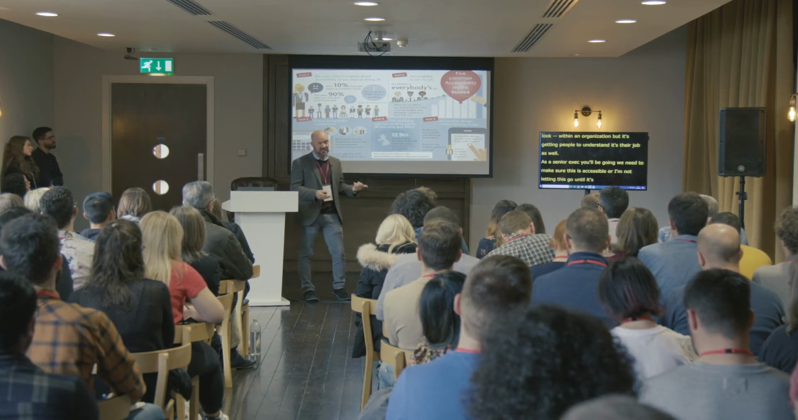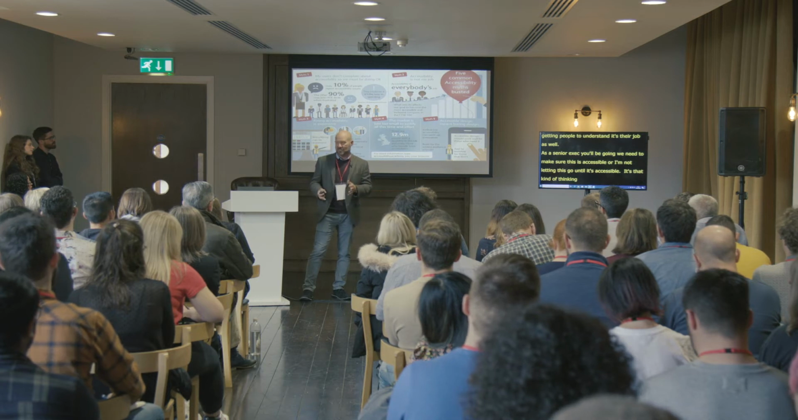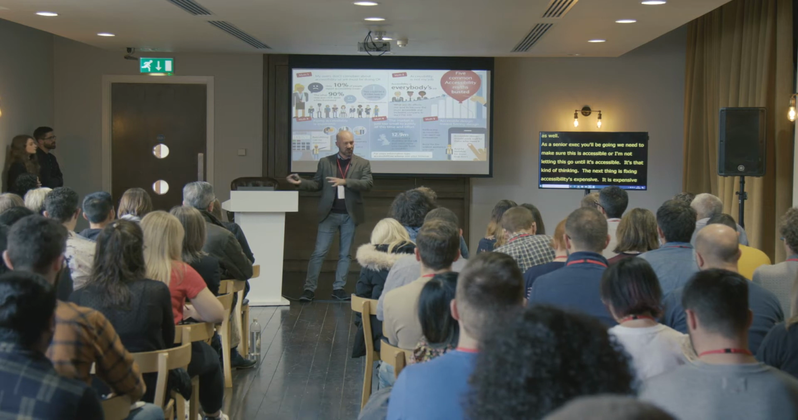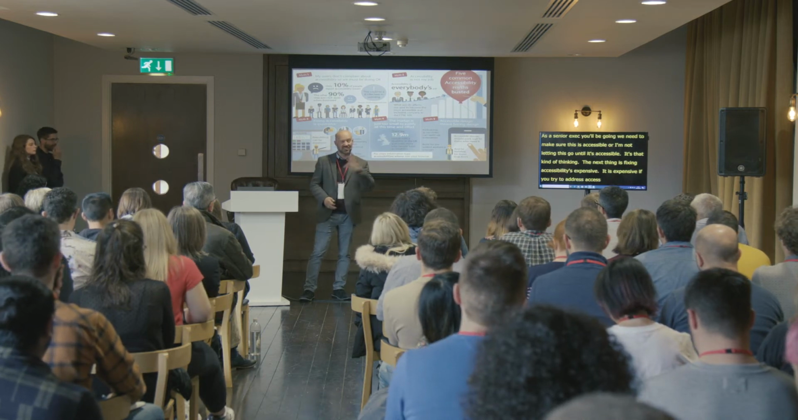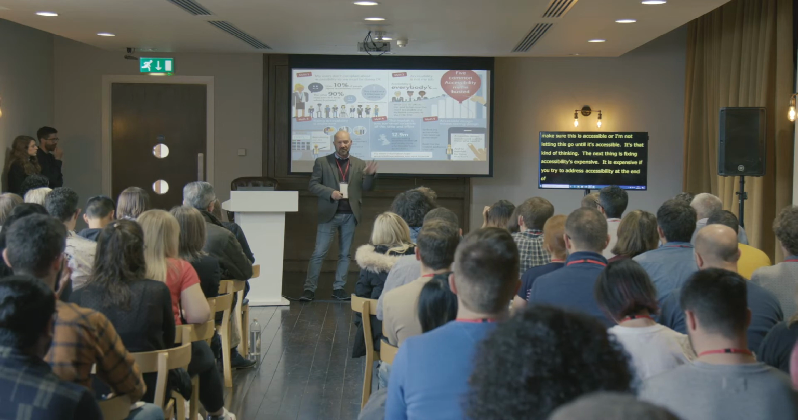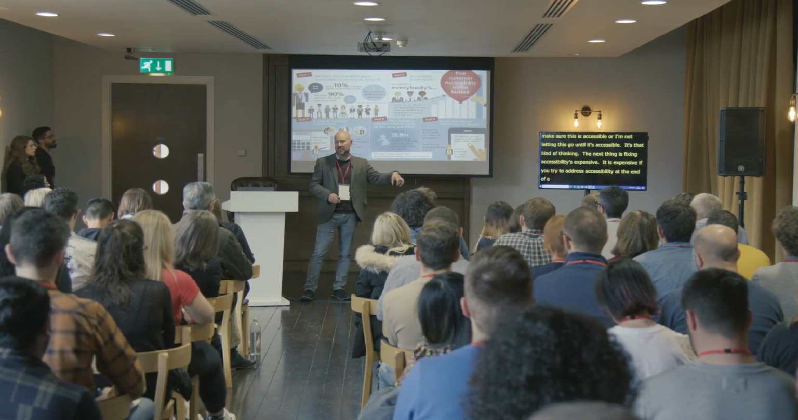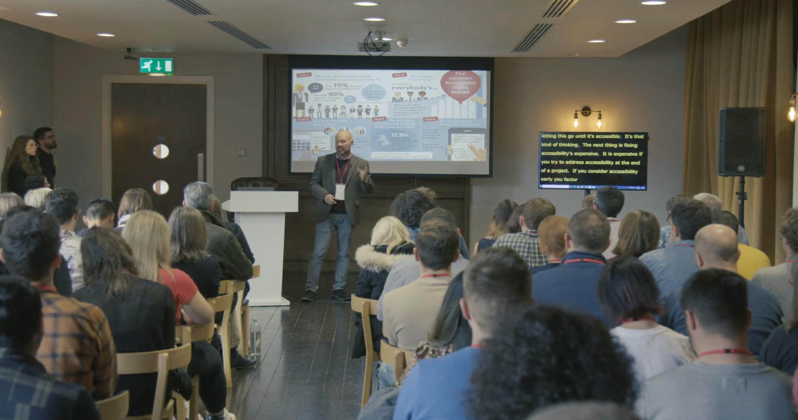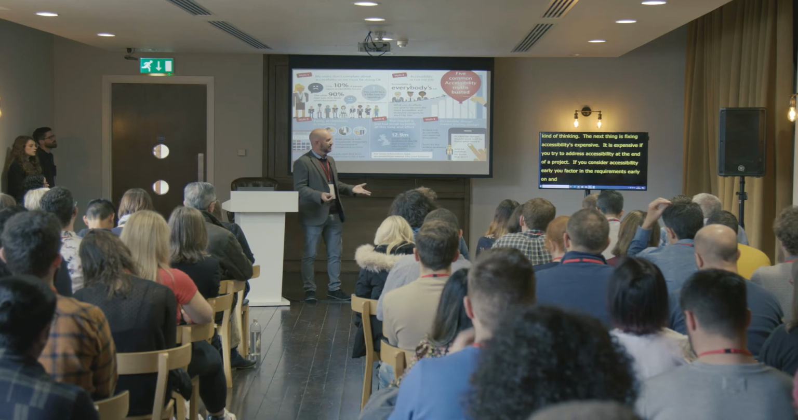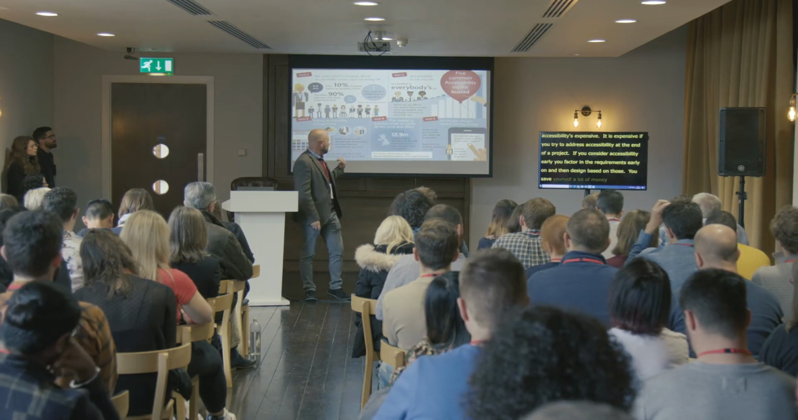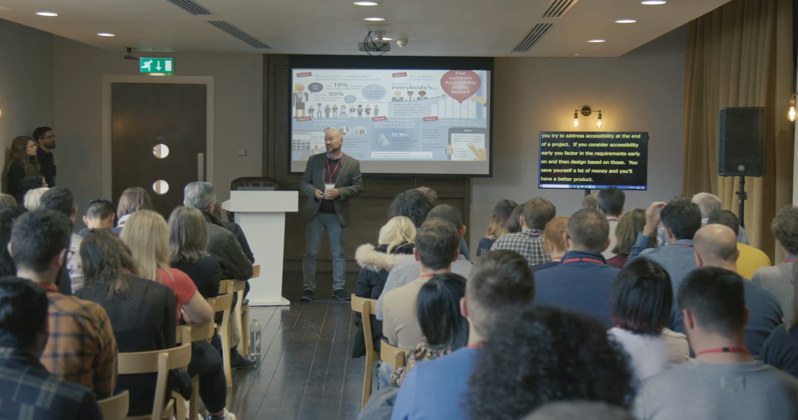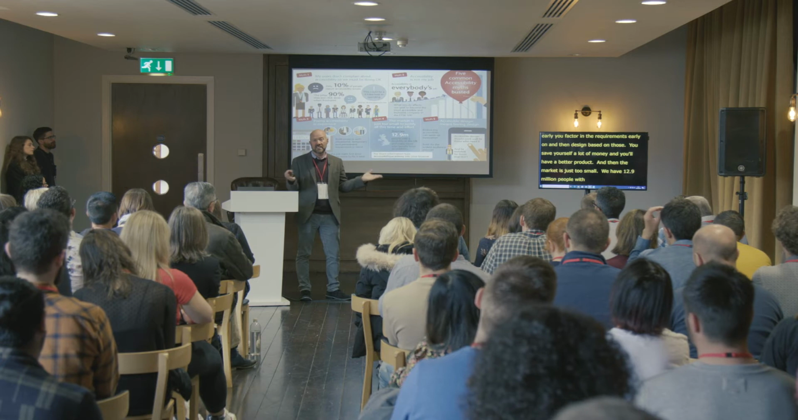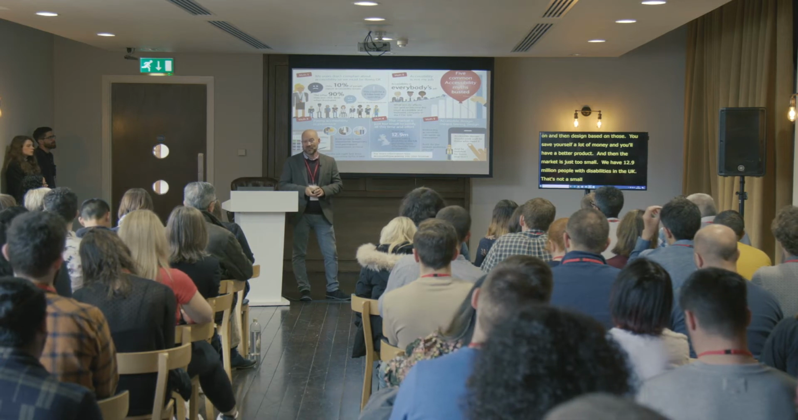The next thing is that fixing accessibility is expensive. It is expensive if you try to address accessibility at the end of a project, because quite often it means you have to start rewriting things and changing things, and that is really expensive. But if you consider accessibility early, you factor in the requirements early on, and then design based on those, you save yourself a lot of money, and you'll have a better product. And then the market is just too small. We have 12.9 million people with disabilities in the UK. That's not a small amount of people, and broadening your customer base is always a good thing.